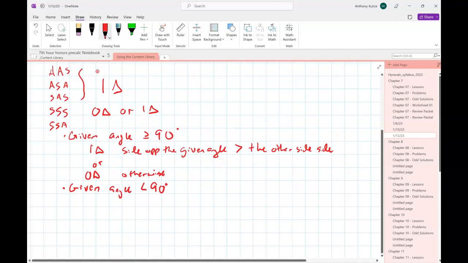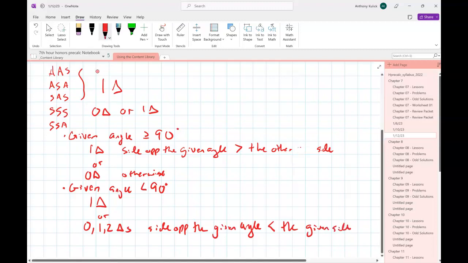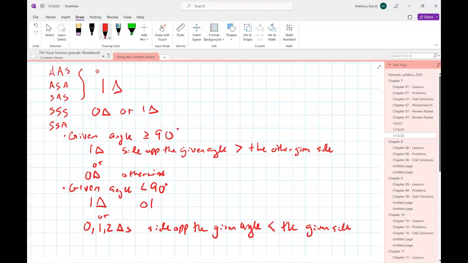If our given angle is less than 90 degrees, there's two situations. Either you have one triangle or you have this ambiguous case. So if the side opposite the given angle is shorter than the other given side, I don't know why I wrote side here, this should be given, then you're in that ambiguous case situation. Otherwise, you have one triangle.